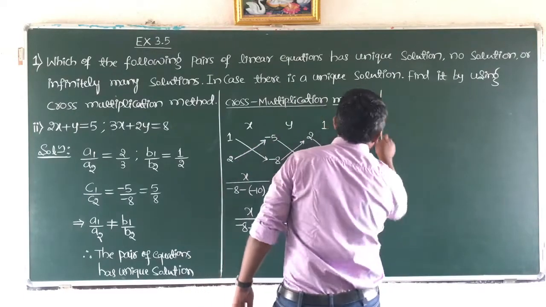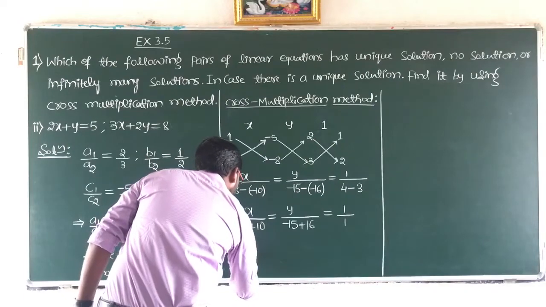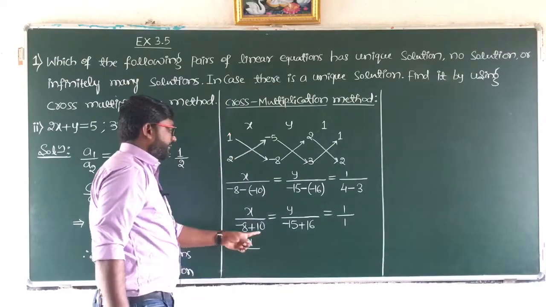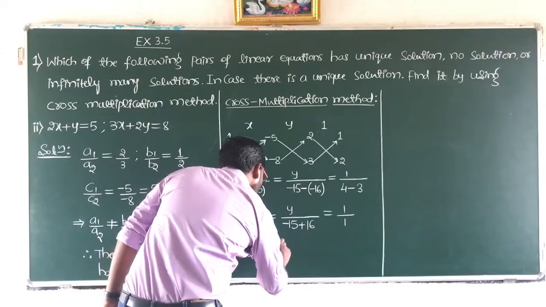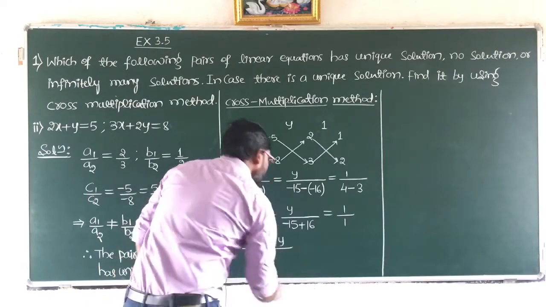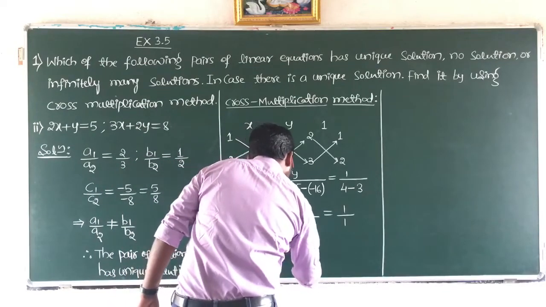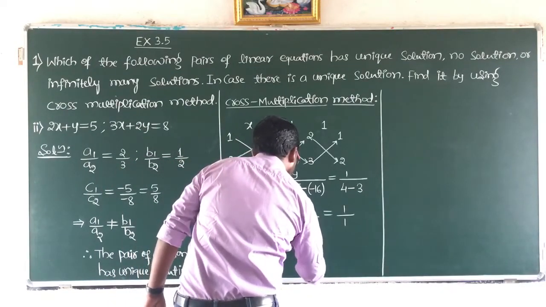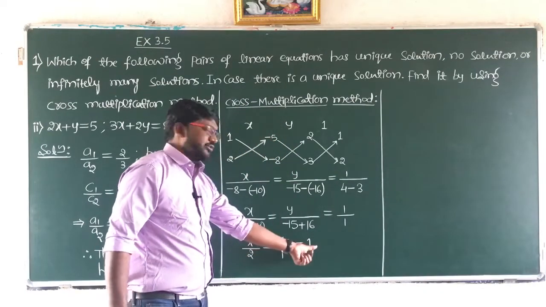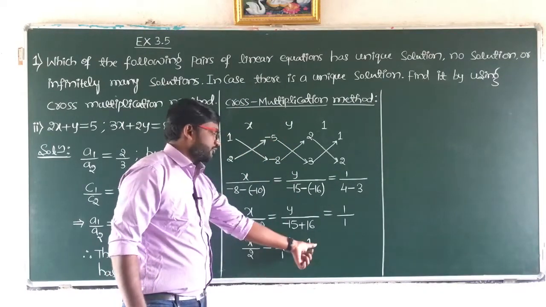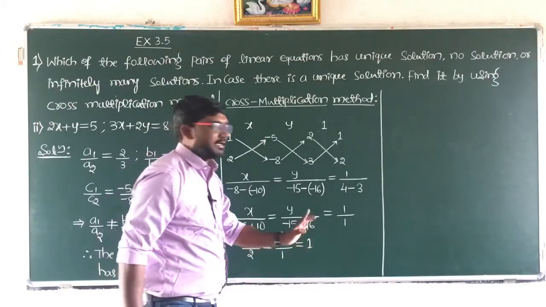So now see here, we will simplify this further. We get x divided by 10 minus 8 will be 2, which is equal to y divided by 16 minus 15, it is 1, which is equal to 1 by 1, it is 1. So now x by 2 is equal to 1 and then y by 1 is equal to 1. You have to equate the first with the last and second with the last.